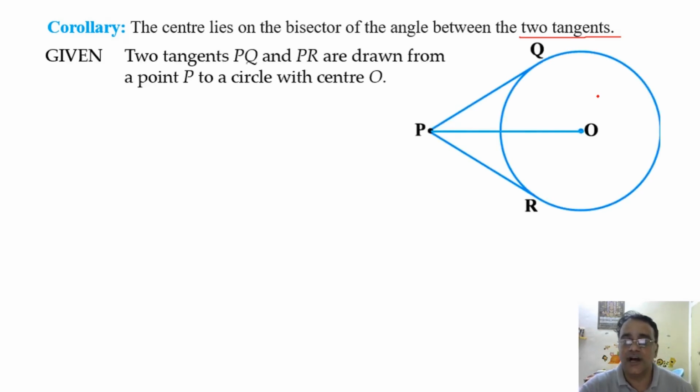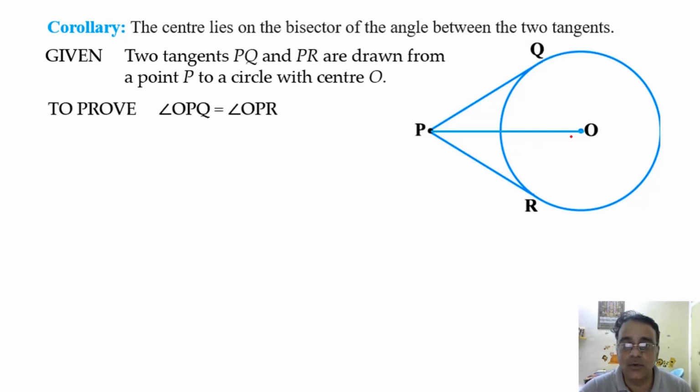So here what do we have to prove? These two angles are equal. So what do you have to prove? It is clear to all of you? Yes, sir. See, the center lies on the bisector of this angle. That means we have to show that these two angles are equal. It is very easy, very similar to the previous theorem. So to prove angle OPQ is equal to OPR.